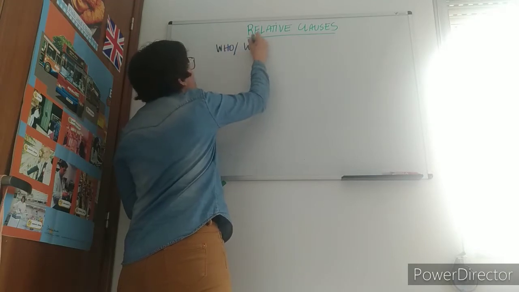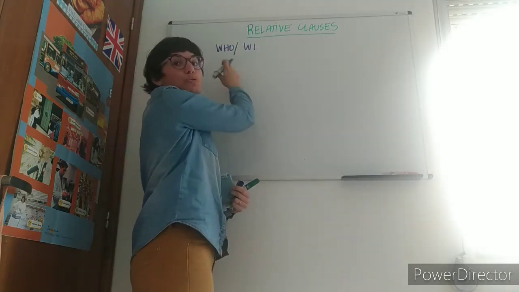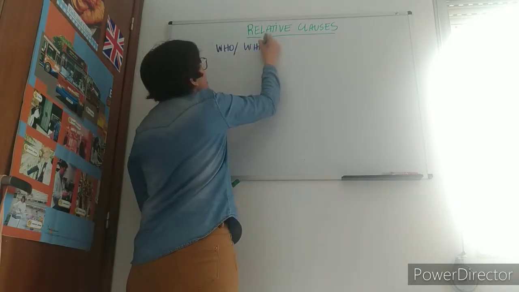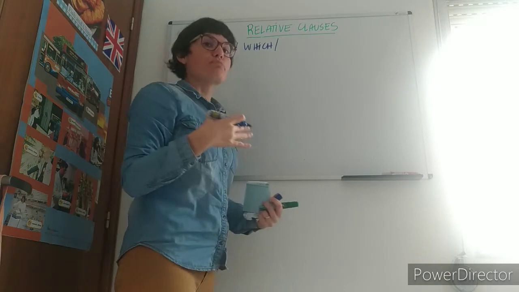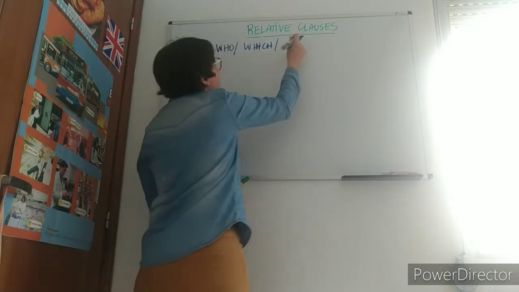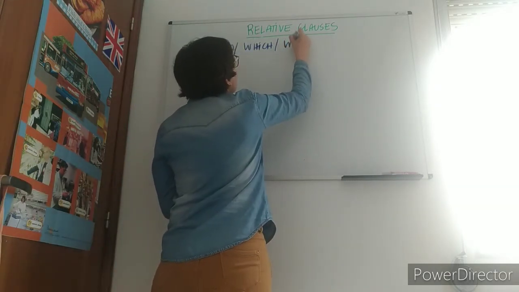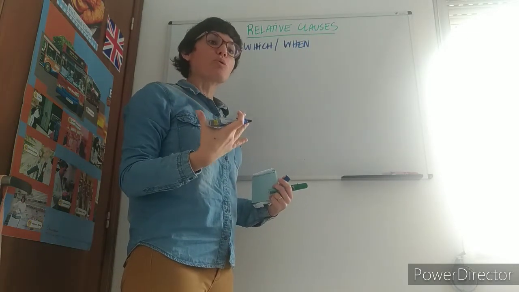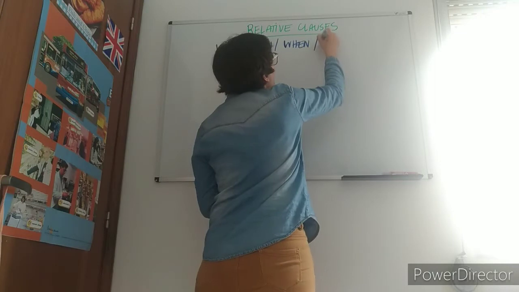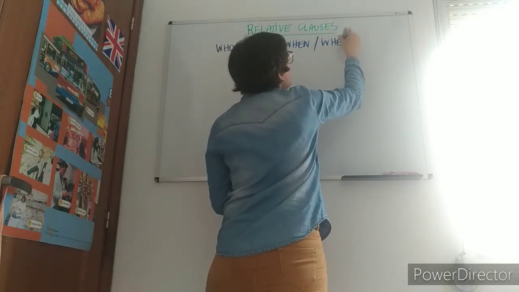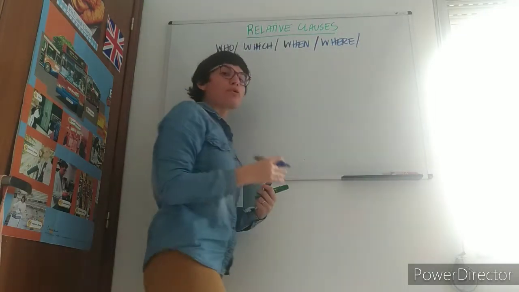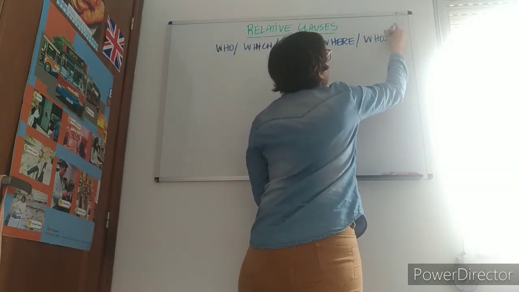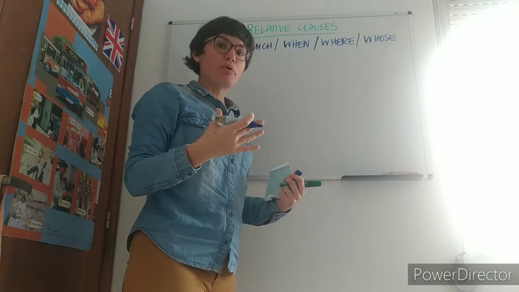who, which is used to introduce information about a person, which is used to introduce information about an object or a thing, when, which introduces information about time, where, information about a place, and then we have whose, which introduces information about possession.